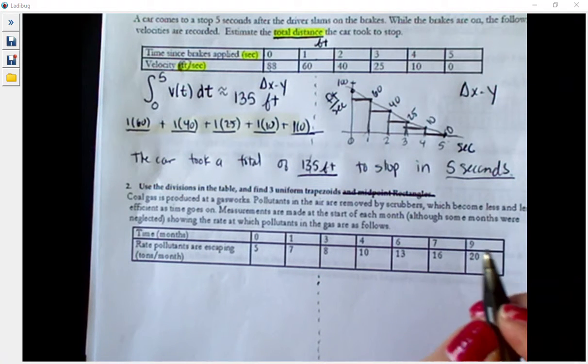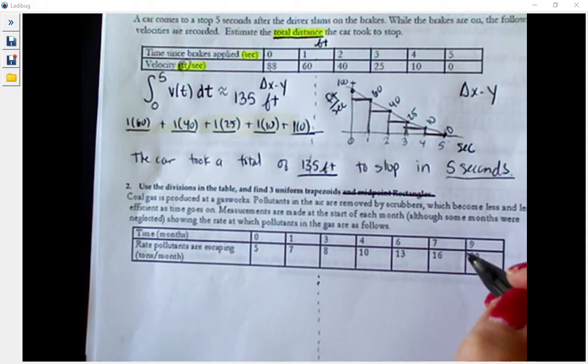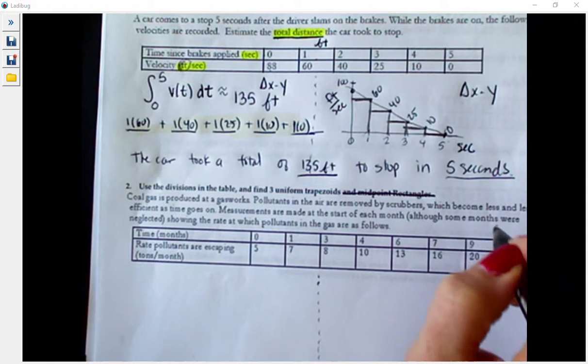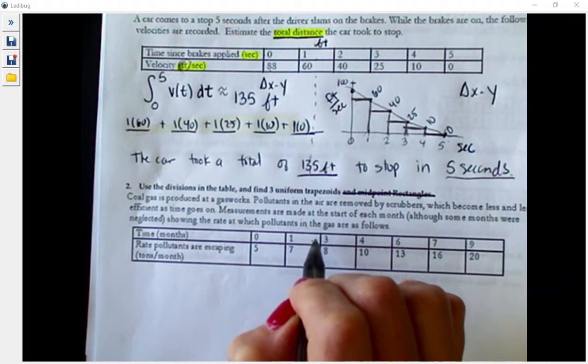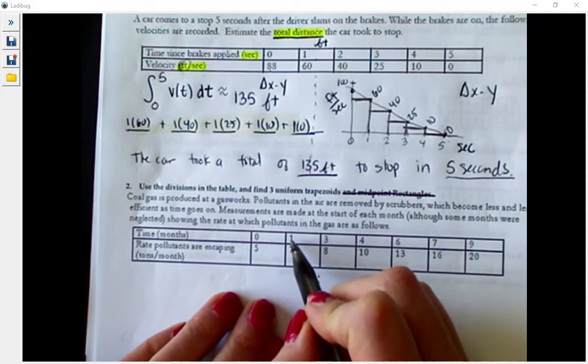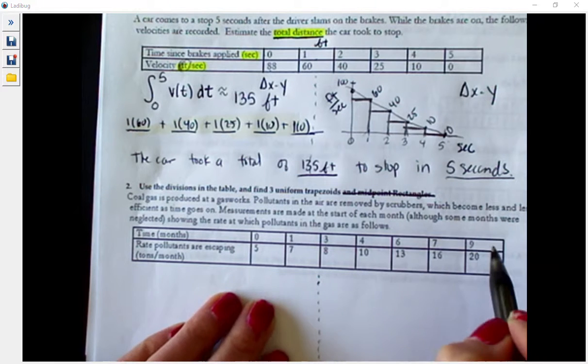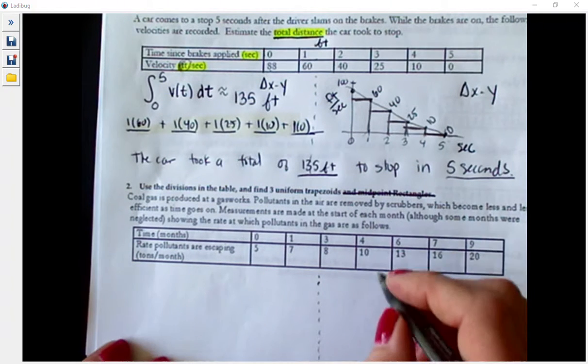Pollutants in the air are removed by scrubbers, which become less and less efficient as time goes on. Measurements are made at the start of each month, although some months were skipped, showing the rate at which the pollutants in the gas are as follows. All right, so we have 0 to 1 to 3, 4, 6, 7, 9. All right. Let's use our divisions in the table.